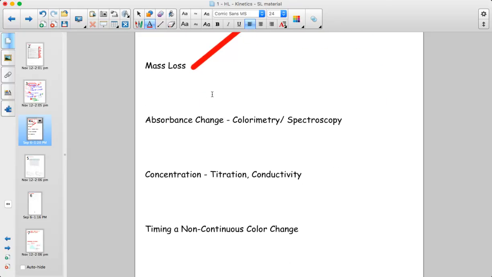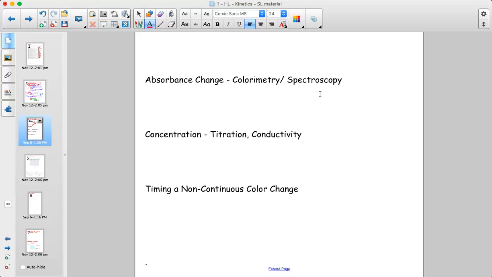So those are some common ones to measure. If you have a color change, you can monitor how much of a particular wavelength is being absorbed over time, and that should either increase or decrease depending on if the reactant or product is the color that you're looking at.